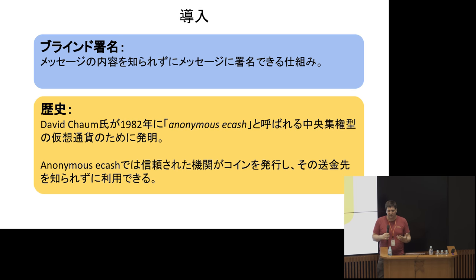And the idea behind anonymous e-cash, and the reason that it uses blind signatures, is that it enabled a trusted party, such as a bank, to issue these coins. And the bank couldn't tell how the coins were spent. So the bank would know, I issued some coin to Alice. The bank would know that Bob redeemed some coin at the bank, but the bank would not know that Alice paid Bob. It would not be able to link the two coins. And so to explain blind signatures, I'm first going to explain anonymous e-cash.